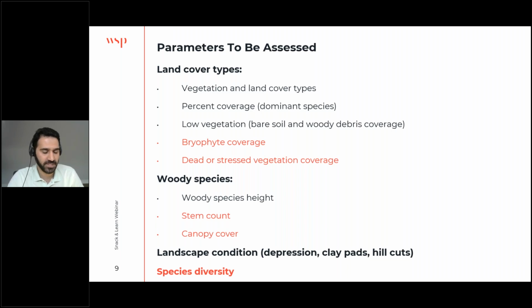For example, species diversity is important for ecosystem health assessment in reclamation sites. That's why we added more parameters, and we tried to get all of these parameters to assess the reclamation success over our oil sand exploration sites.